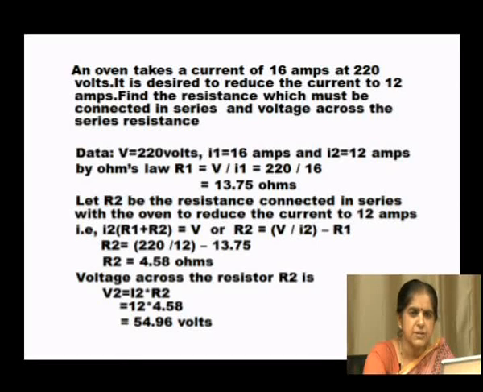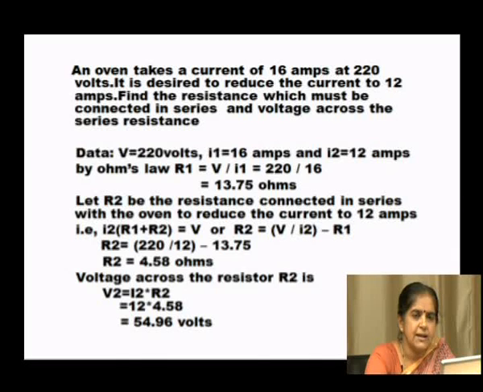So, to reduce the current to 12 amperes, another resistance has to be connected in series with the oven. So, what would be the value of resistance which has to be connected in series, and what would be the voltage across the series resistance? How to find the value of the resistance? Let us try to solve the problem.